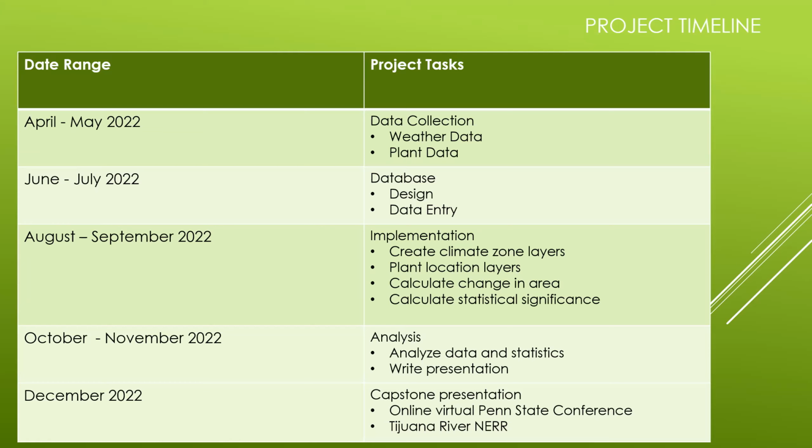I will then move on to the database design and data entry. And I will also use this time to research any gaps in species information that I have in the data. After my database is ready, I can begin to create my high temperature and drought duration climate zones and calculate the change in area for each species.